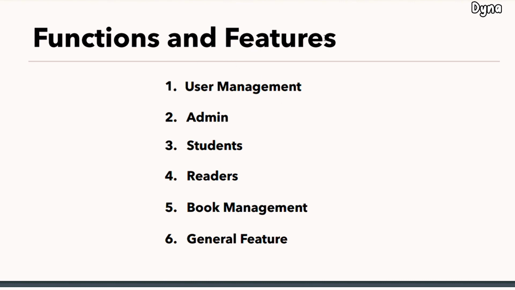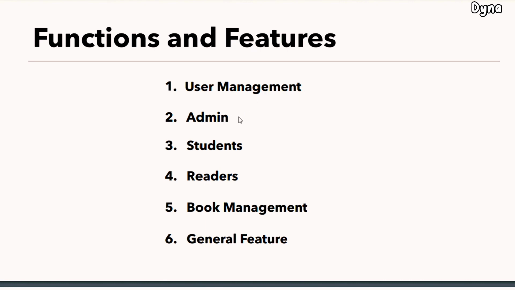For functions and features, my teammate and I decided to divide it into 6 main points. For the first point, we're going to talk about user management. User management enables students and administrators to register and log in securely. User information, including details such as name, email, password, and phone number, is stored in designated text files called studentlogin.txt and adminlogin.txt.